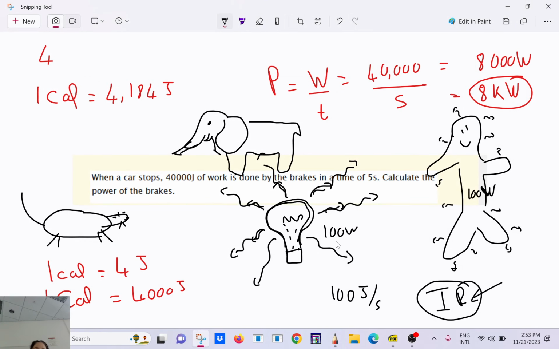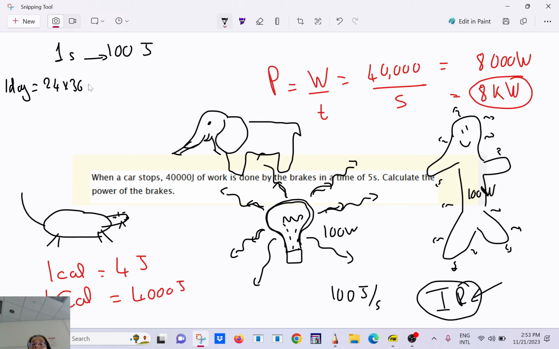So in one day, can you find how much energy we are losing in one day? You have 100 joules per second. So 1 second, 100 joules. And how many seconds in one day? Exactly. So it's going to be 100 times 24 times 3600. Do you agree?